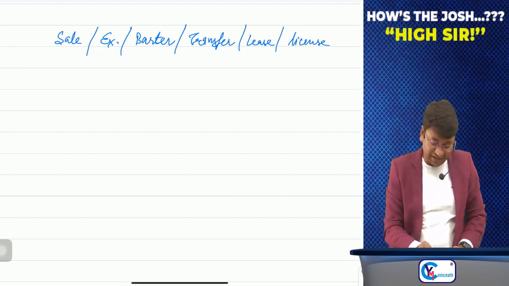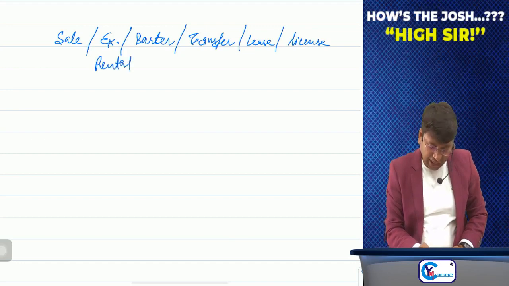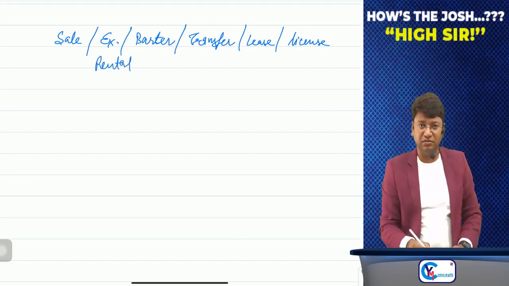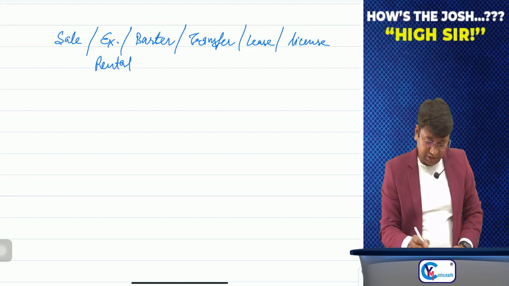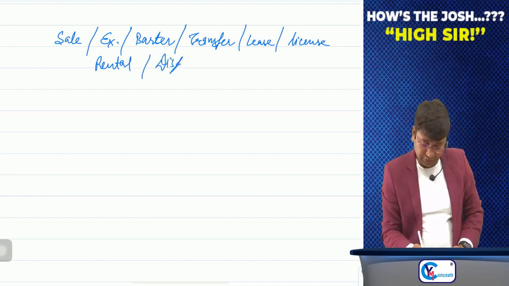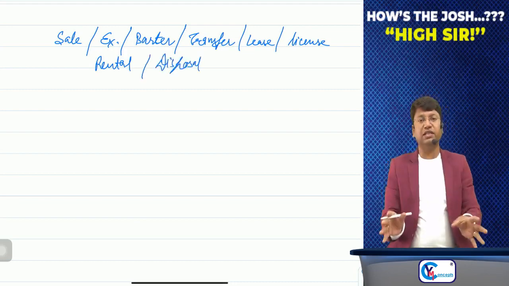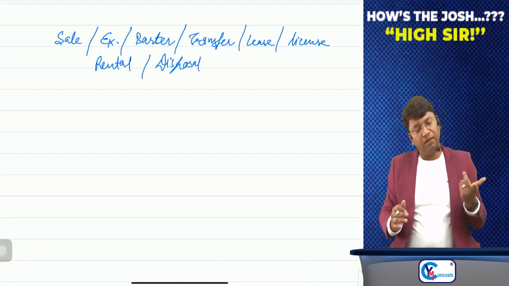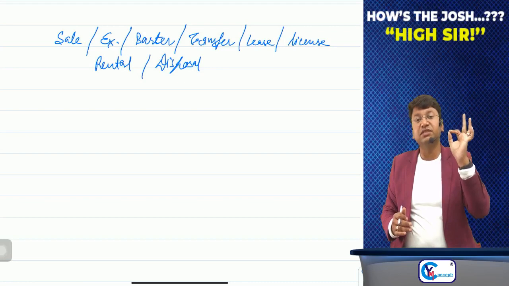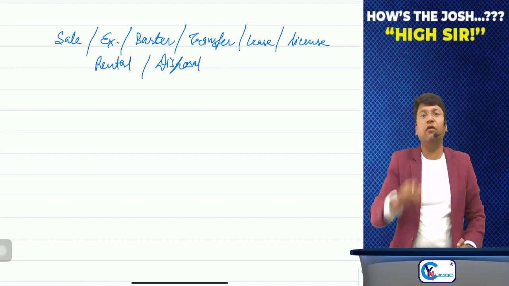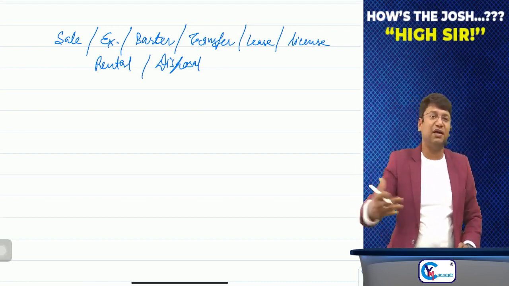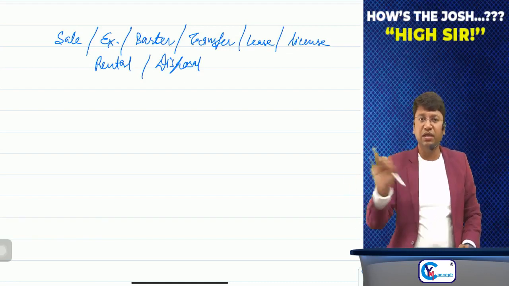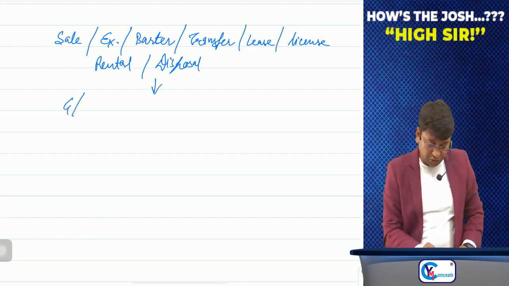Clear? Sir, lease, license, rental. I have given some machinery to you on rent. Or, sir, disposal. Sir, I have disposed of all the assets of my business. Stock I have disposed of. Okay, so all these are covered in the term supply. The term supply includes all forms of supply such as sale, exchange, barter, transfer, lease, license, rental or disposal of what? Goods or services or both.